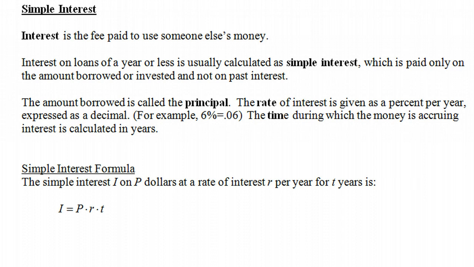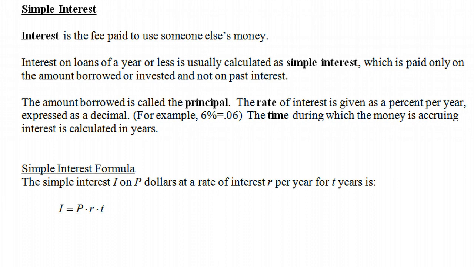Now, the amount borrowed is called the principal. The rate of interest is given as a percent per year expressed as a decimal. So for example, 6% would be 0.06. And the time during which the money is accruing interest is calculated in years.